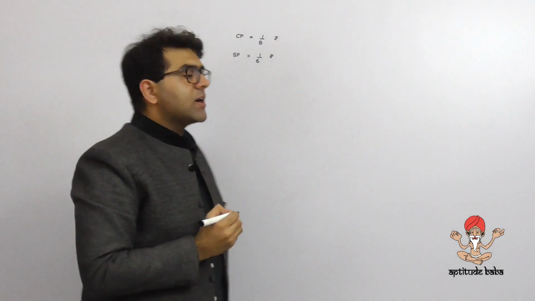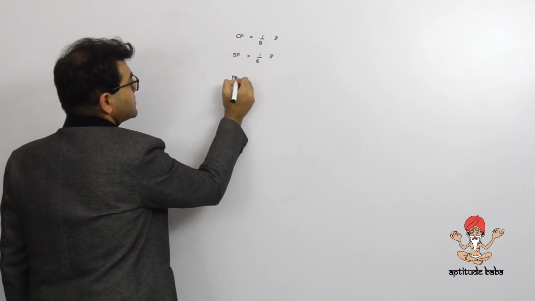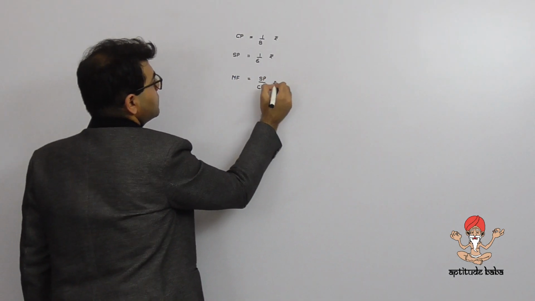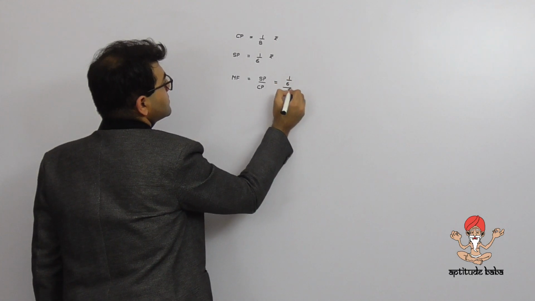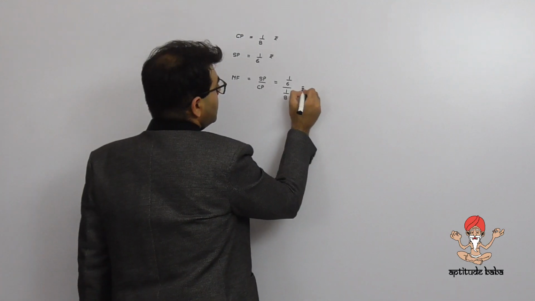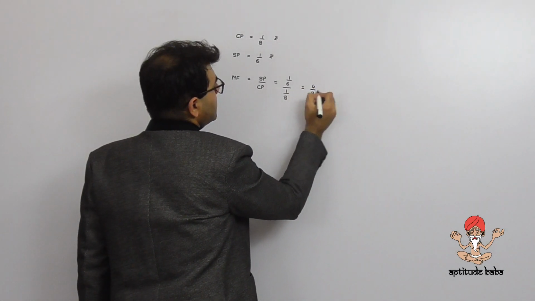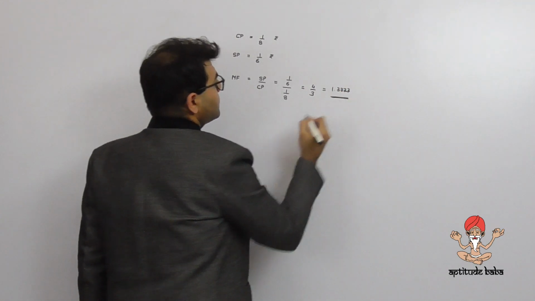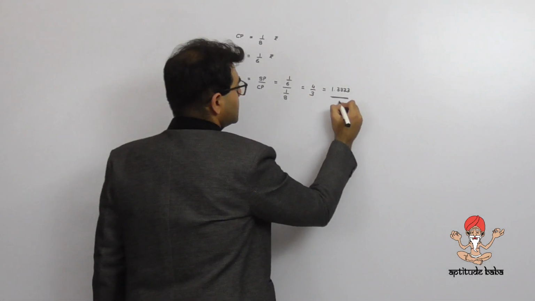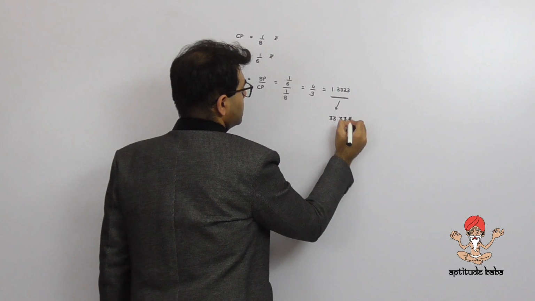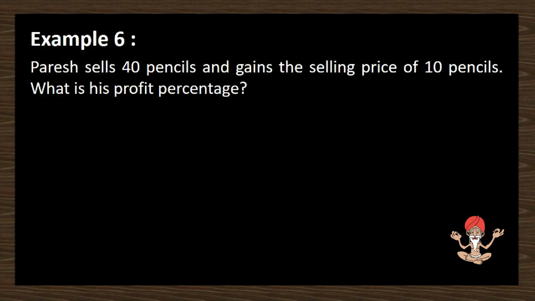As far as multiplying factor is concerned, we have learned in the previous question that multiplying factor is defined as the ratio of selling price and cost price, which implies that in this particular case, multiplying factor will end up becoming 1 by 6 upon 1 by 8. On solving, what you're going to get is 4 by 3 or 1.3333. Now, if your multiplying factor is 1.3333, that simply means that your profit percentage is 33.33%.